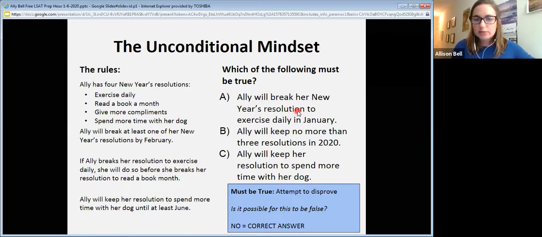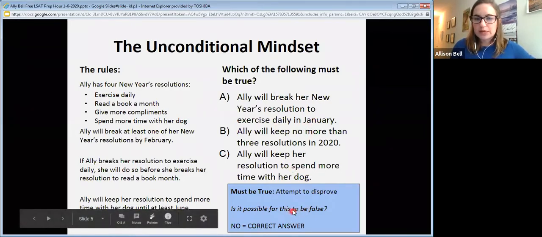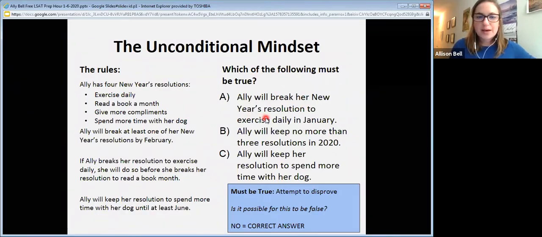So answer A, Allie will break her New Year's resolution to exercise daily in January. In order to disprove this, I would think, okay, is it possible for this not to be true? Is it possible that Allie will not break her New Year's resolution to exercise daily in January? Well, I know that she'll break at least one of her New Year's resolutions by February, but it doesn't say which one. So it seems like it's possible that it won't be the resolution to exercise. Maybe she'll break the resolution to give more compliments in January.